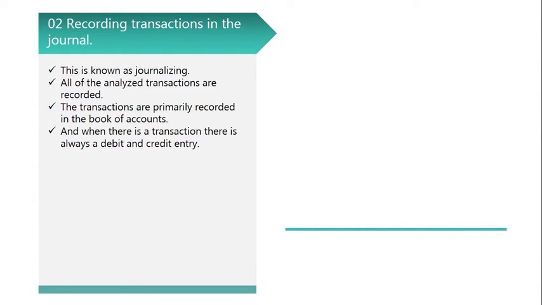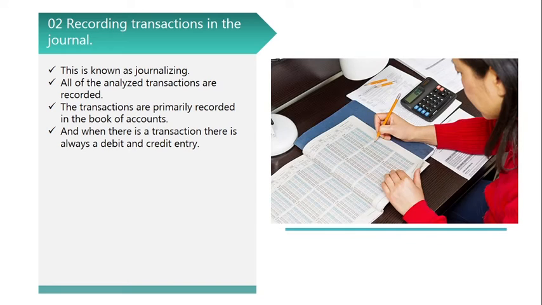Number 2. Recording transactions in the journal. This is known as journalizing. All of the analyzed transactions are recorded. The transactions are primarily recorded in the book of accounts. And when there is a transaction, there is always a debit and credit entry.